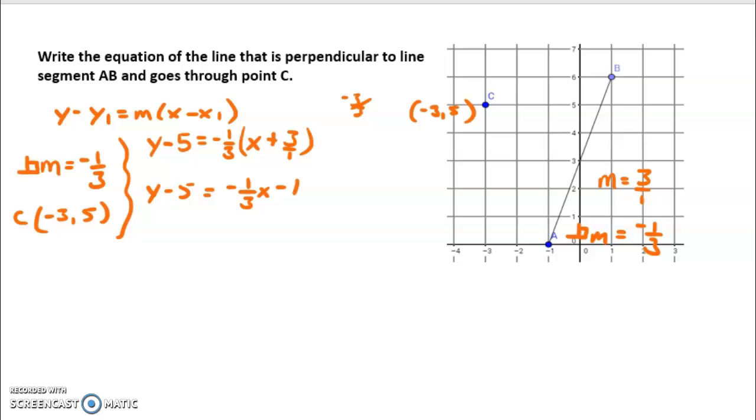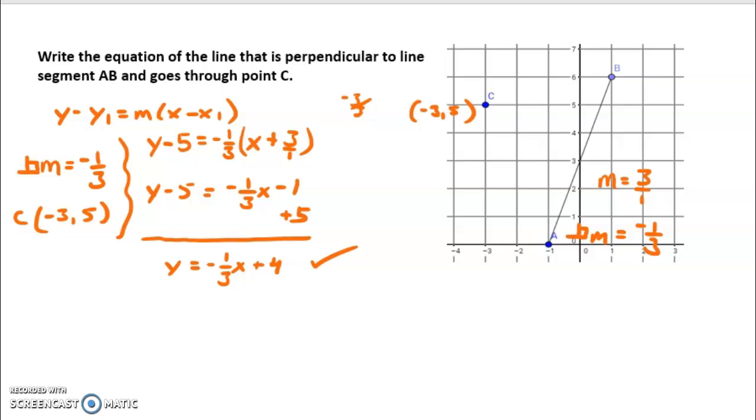All right, so solve for y. Let's add the 5 over. Plus 5 to this side. So we got y is equal to negative 1/3 x. And 5 minus 1 is going to bring you back to 4. All right, there you go.